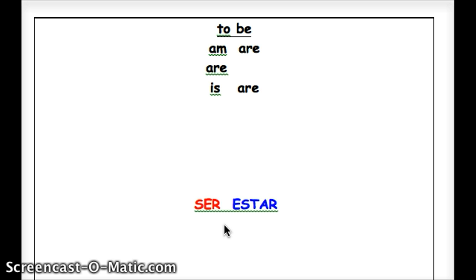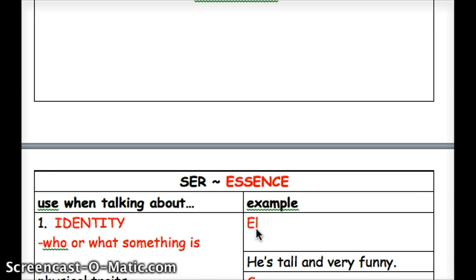So what we're going to be looking at today is how do you know when to use soy, which means I am and comes from ser, and how do you know when to use estoy, which means I am and comes from estar. What you're going to be looking at is what is the situation? What is it exactly that you're talking about? And that will help you make your decision.